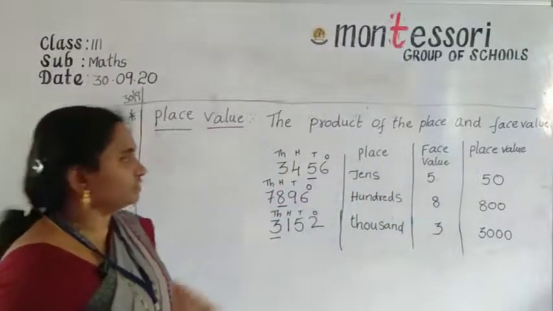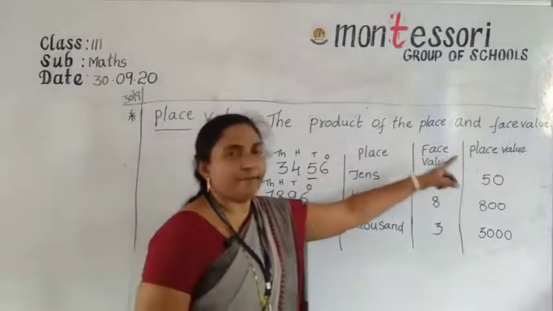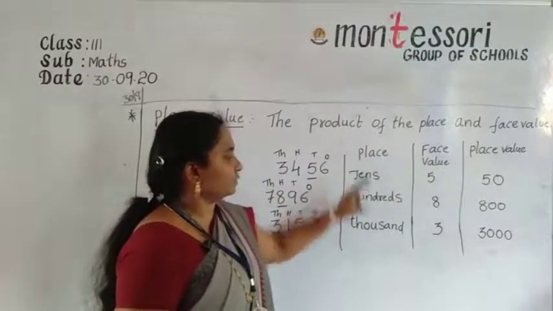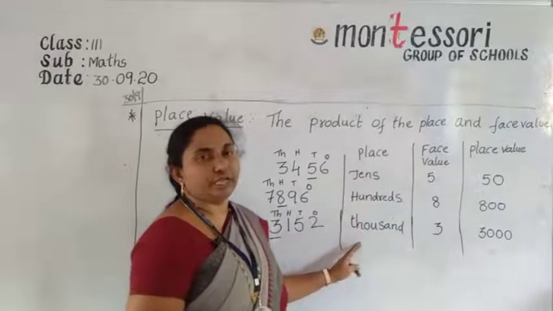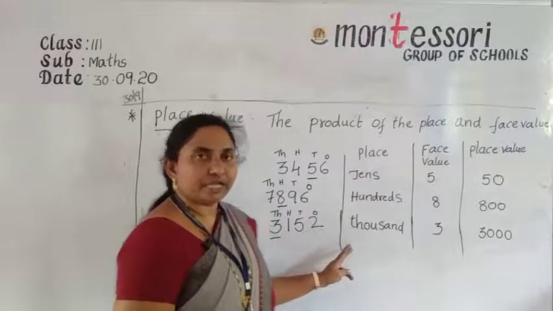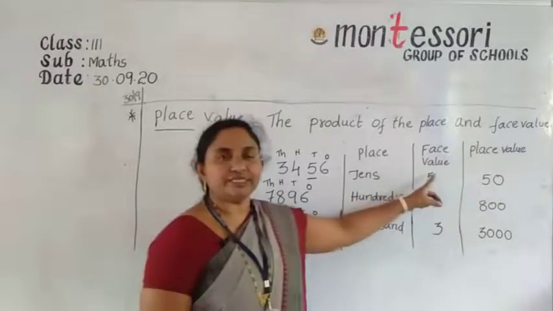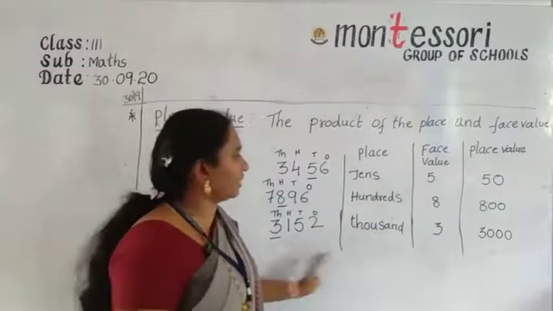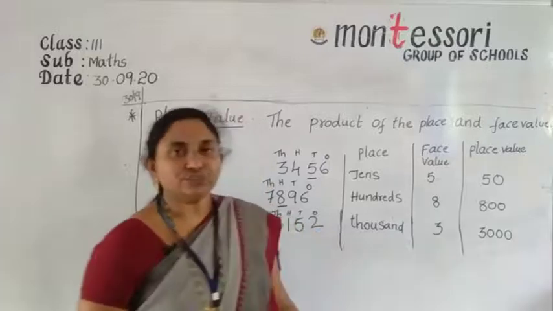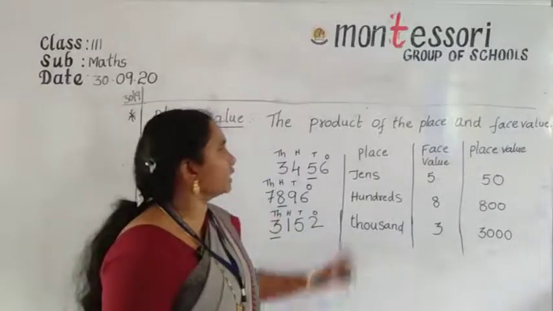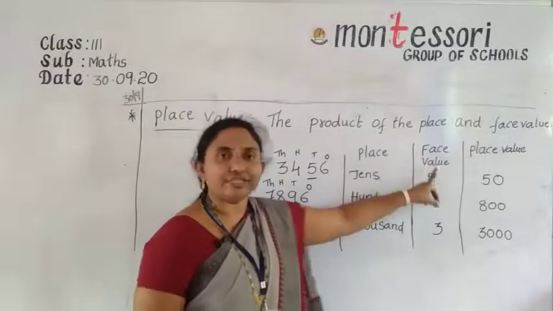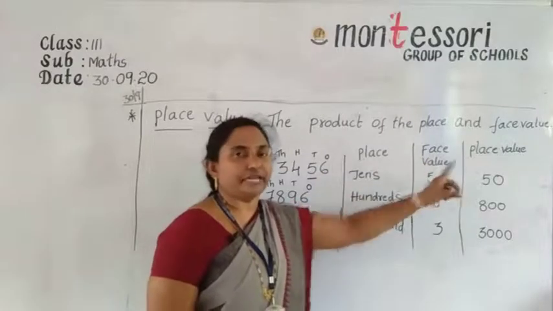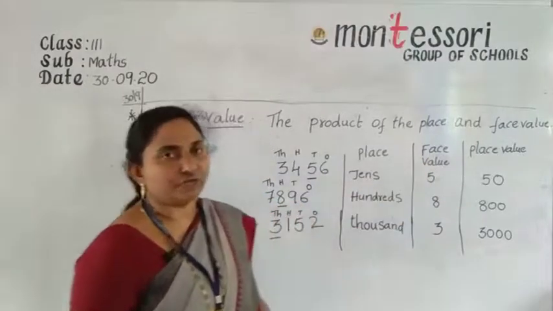What is the difference between place, face value and place value? Place means we write the position of a number. Okay, understood? What does face value mean? You write the exact underlined number. Okay, what does place value mean? Place value means you write place into face value. Okay, we write the product as the place value. Okay, understood all of you?